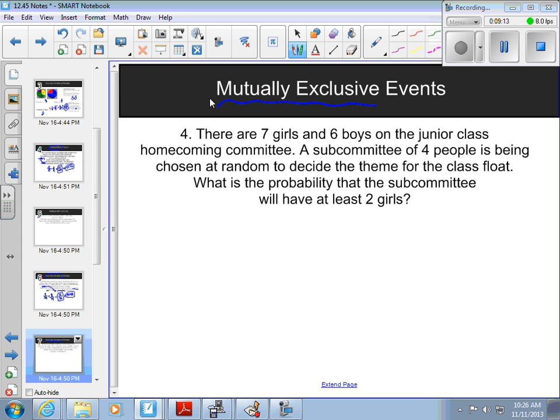So what we have to figure out is the probability that it will have at least 2 girls. Another way of thinking about this, if we are picking 4 people to be on the committee, this could mean one of a couple things. We could end up having 2 girls on the committee, we could have 3 girls on the committee, or we could have all the way up to 4. So it could be all 4, the whole group is girls.